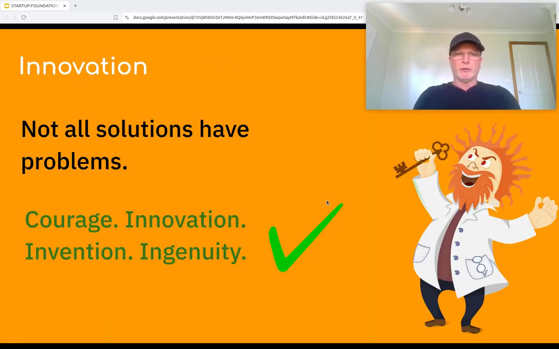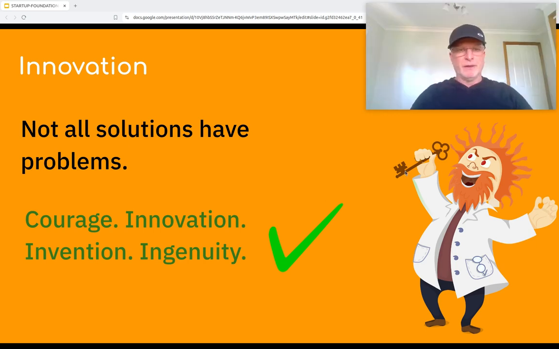Now, one thing I want to say about problem solution pair is that it's not the only thing that startups are doing. Like which problem Facebook solved, or Twitter, or Snapchat. They didn't solve problems. They offered a new innovation. So when you're running a startup, you always need to think that not all solutions have problems. Sometimes you need to have the courage to build a market, to build an innovative solution, to invent something which is genius, it's unique. And that's fine, that's okay.